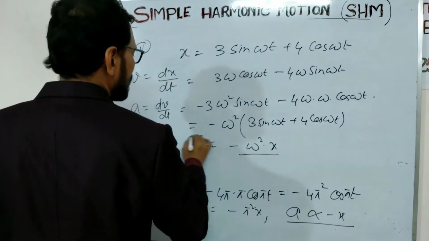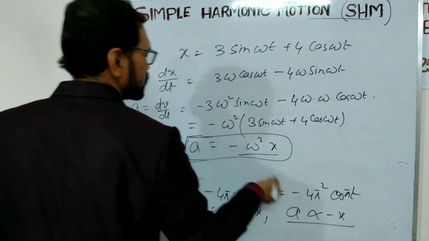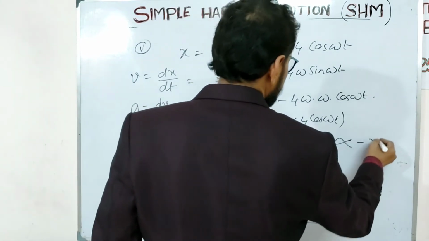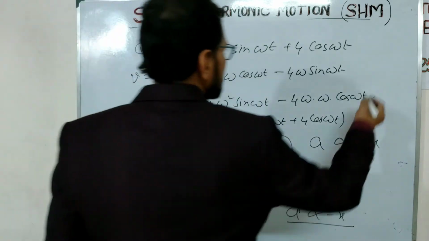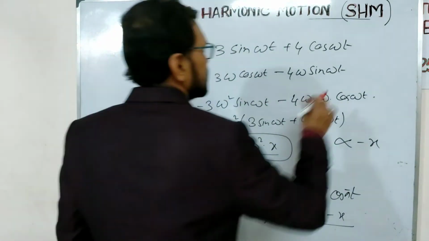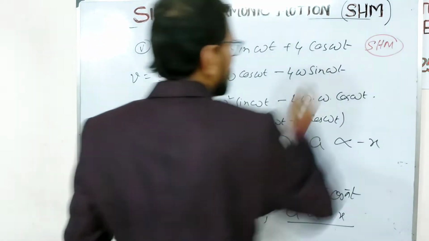So a equals minus omega square x. This is proved. So here a is proportional to minus x, that is, number 5 is SHM. So this is the SHM equation.